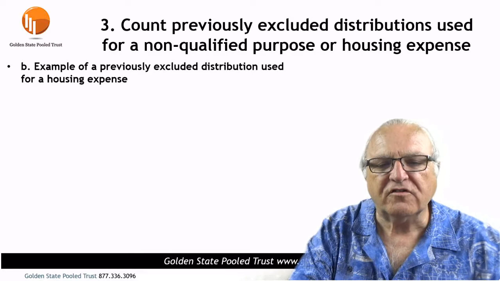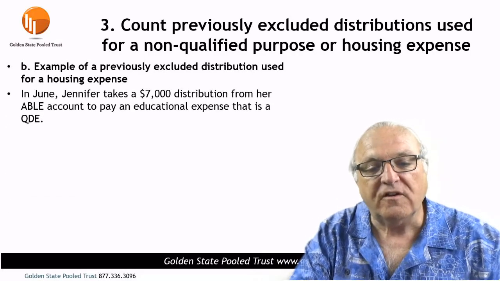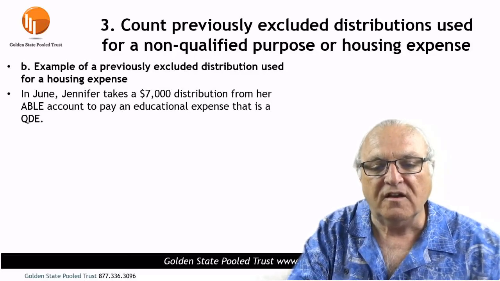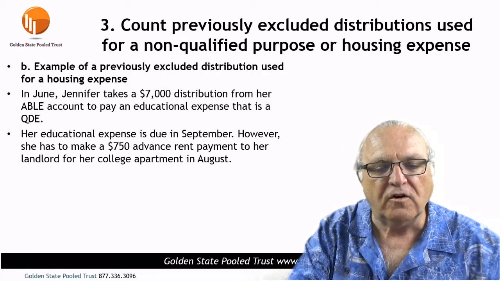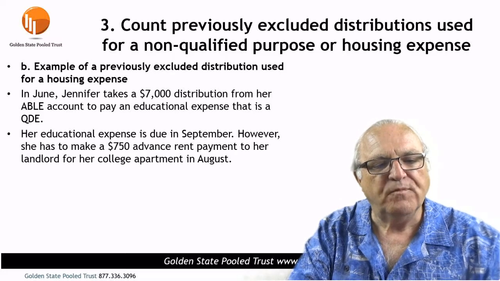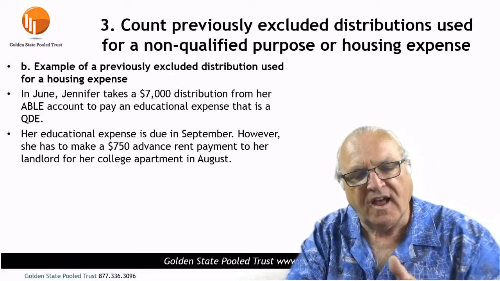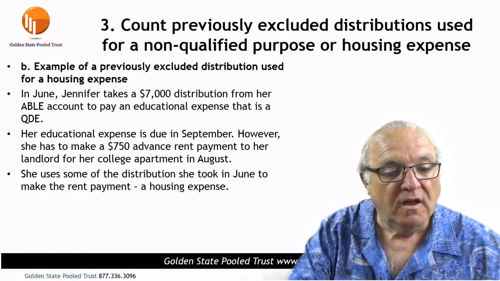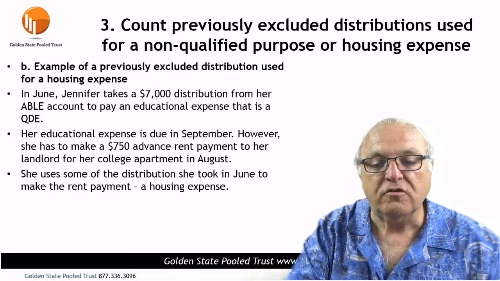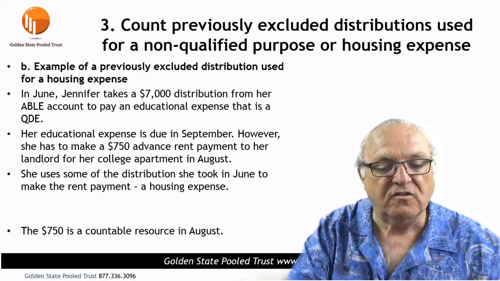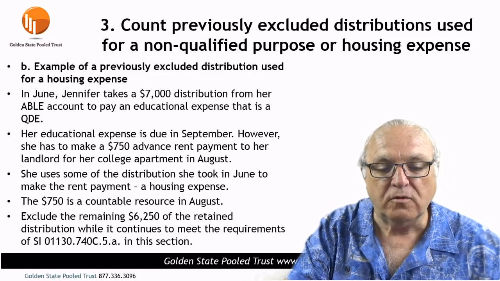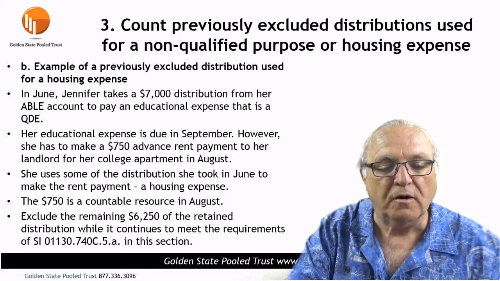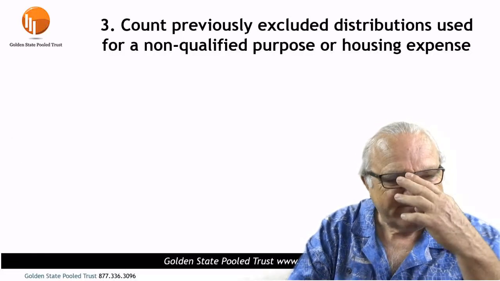Here's an example of a previously excluded distribution used for a housing expense. In June, Jennifer takes a $7,000 distribution from her ABLE account to pay the educational expense that is a QDE. Her education expense is due in September. However, she has to make a $750 advance rent payment to her landlord for her college apartment in August. Once again, here she took out the money in June and she's paying the housing expense in August, and that's where we have the problem. She uses some of the distributions she took in June to make the rent payment, which is a housing expense. The $750 is a countable resource in August. Exclude the remaining $6,250 of the retained distribution while it continues to meet the requirements of this section of the POMS. Okay.